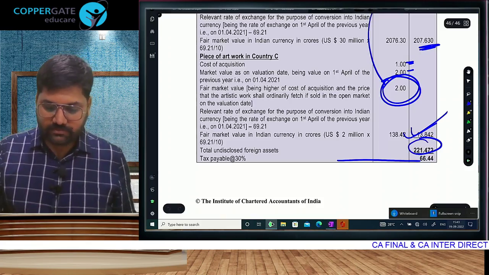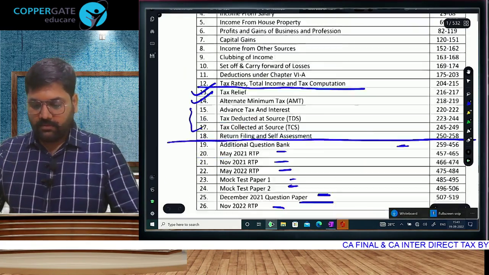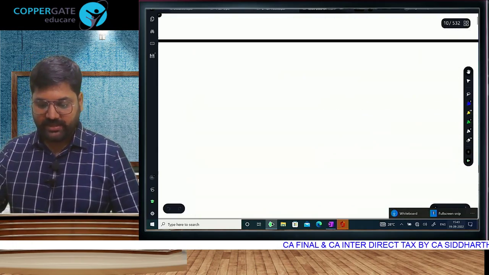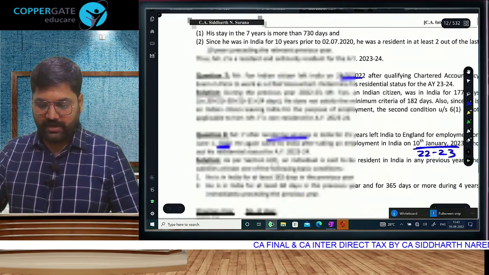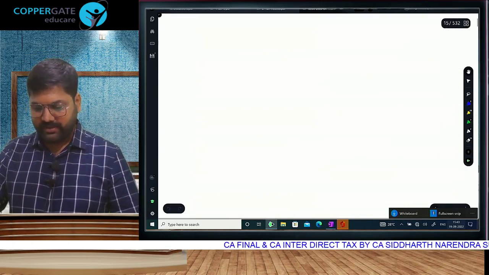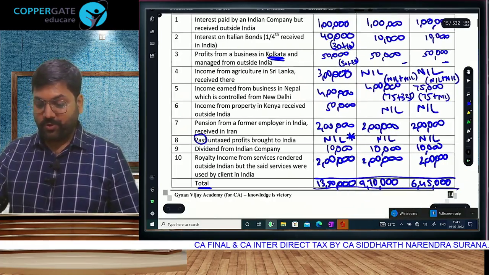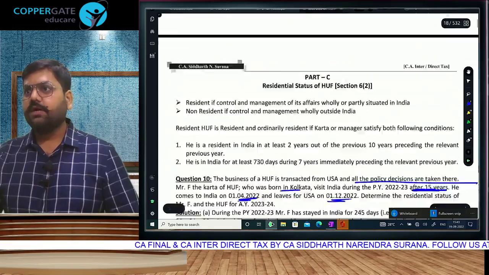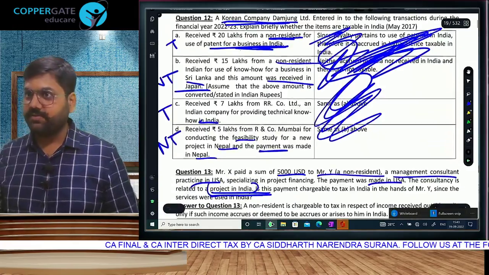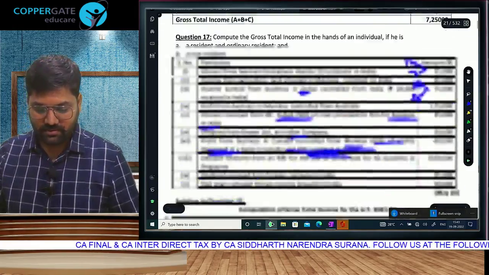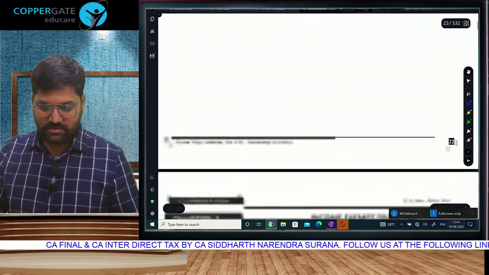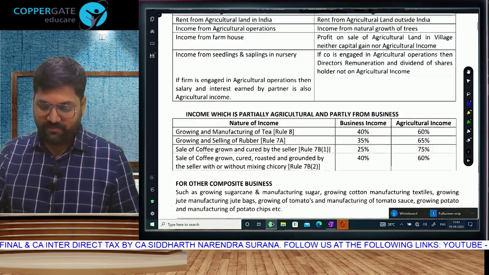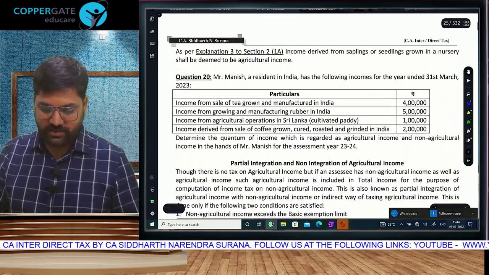That is agriculture. On the scheme of partial integration, as I have already told you, the taxable income will go in a higher bracket after tax. Same book that we have. Now, all this is what we have been discussing since we started today.